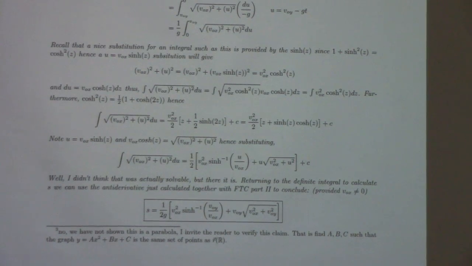And so in short, using the fundamental theorem of calculus, I find that the distance traveled by the marker I just threw is 1 over twice gravity, times the x component of the marker's initial velocity squared, times the inverse hyperbolic sine of the quotient of the y velocity divided by the x velocity, plus the y velocity times the square root of v naught x squared plus v naught y squared. Yeah, so there you go. If you want to figure out how far the marker went, you just plug it into this. Pretty easy, right?